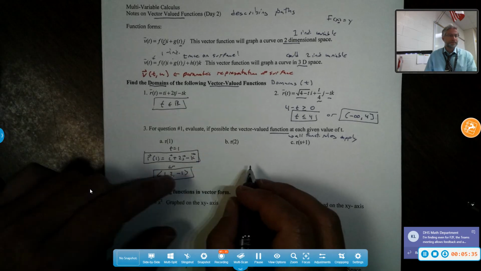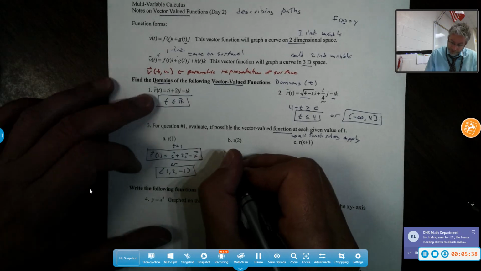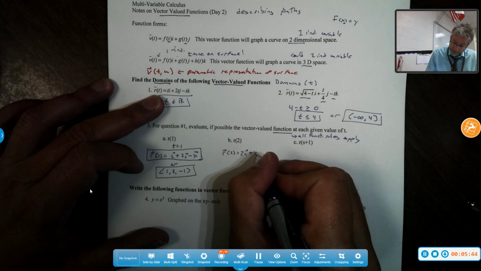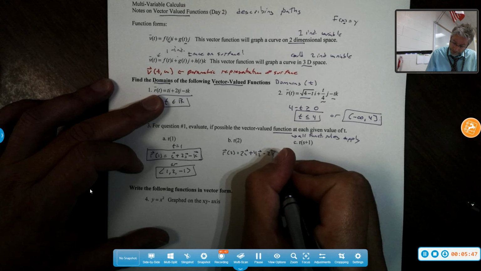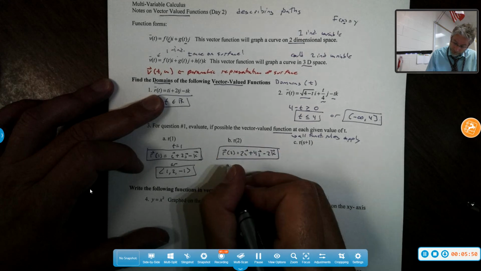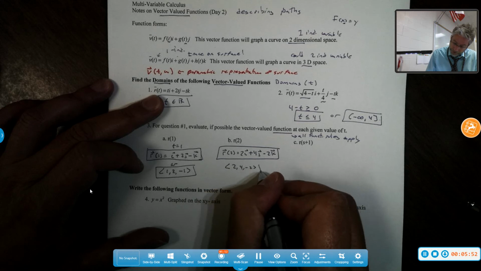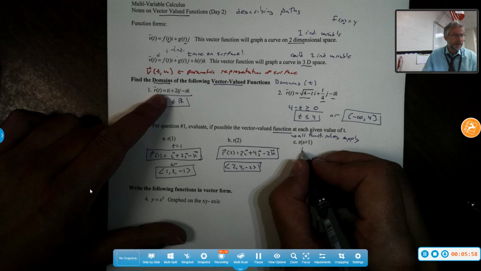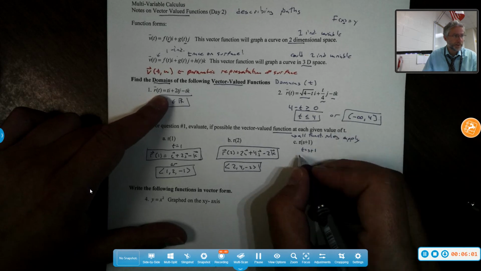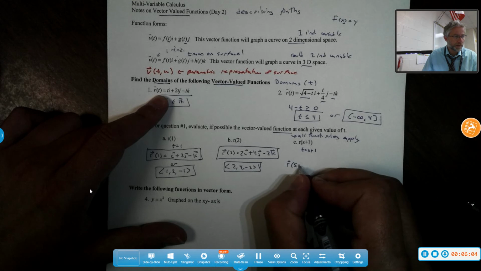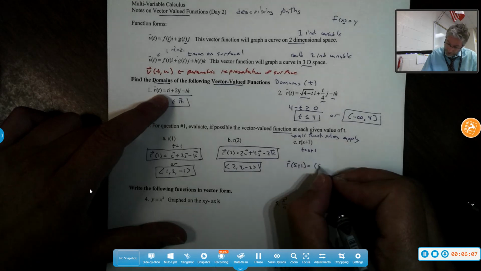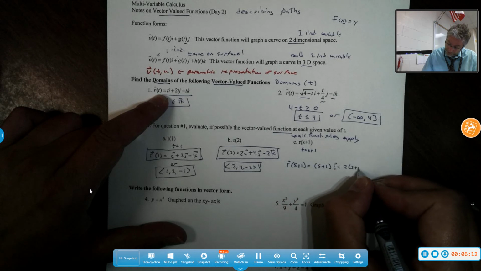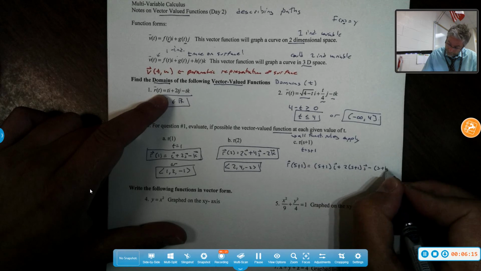Same thing, r of 2, we can just plug that in. We would get 2i plus 4j minus 2k. And again, I can write it like this, or I can use my chevron form, 2, 4, negative 2. Either one's acceptable. R of s plus 1, everywhere there's a t, we let t equal s plus 1. So r of s plus 1 would become (s plus 1)i plus 2 times (s plus 1)j minus (s plus 1)k.